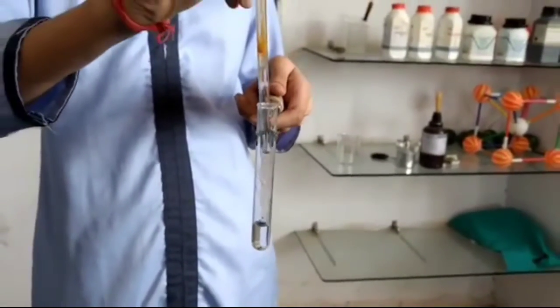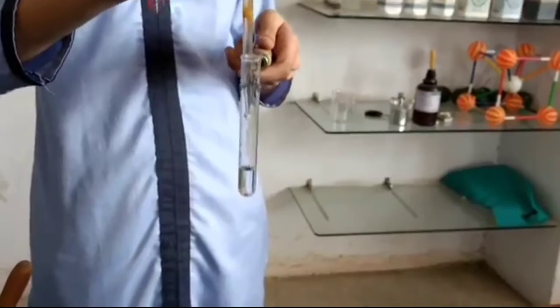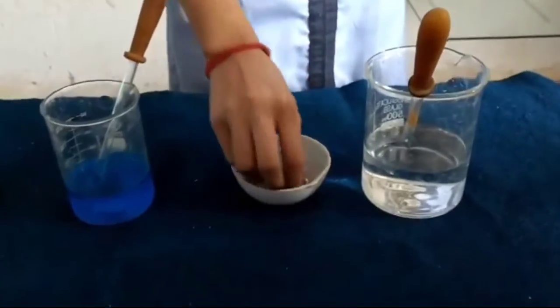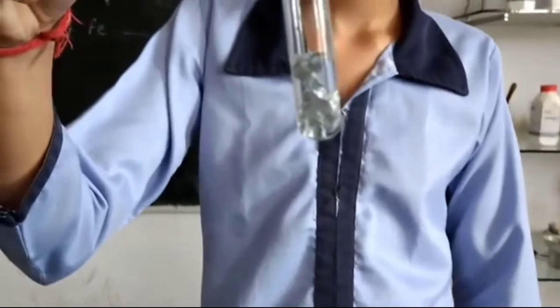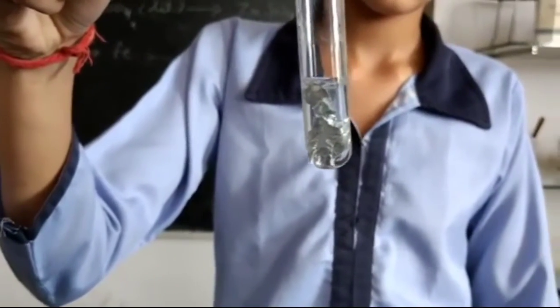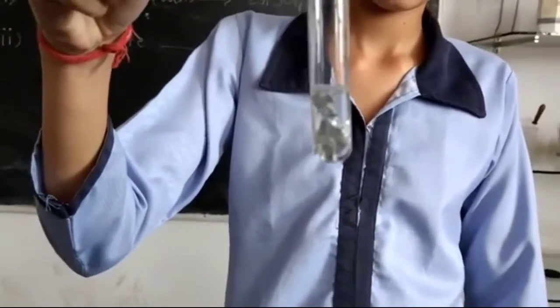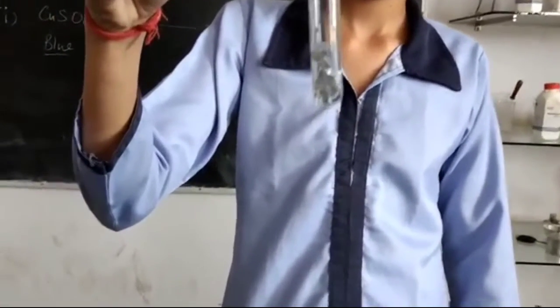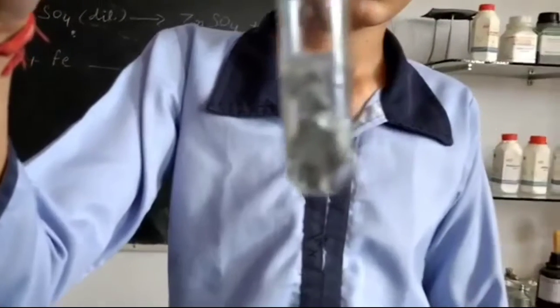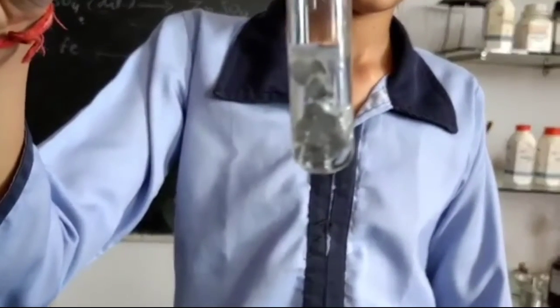In order to understand the single displacement reaction, first you have to add dilute sulfuric acid in a test tube. After that, add zinc metal. These are the zinc metal. Okay, students, you know that in the reactivity series, zinc is coming on the top of the hydrogen, right? So, which can cause the displacement. That zinc metal reacts with the dilute sulfuric acid.